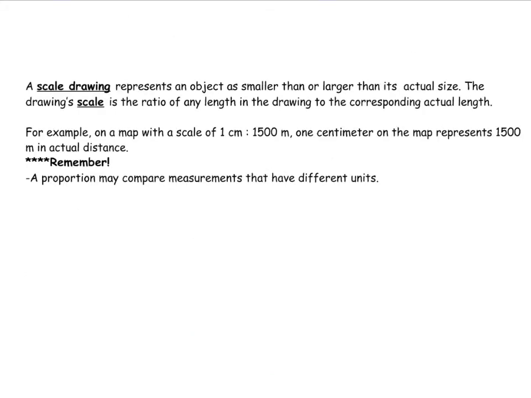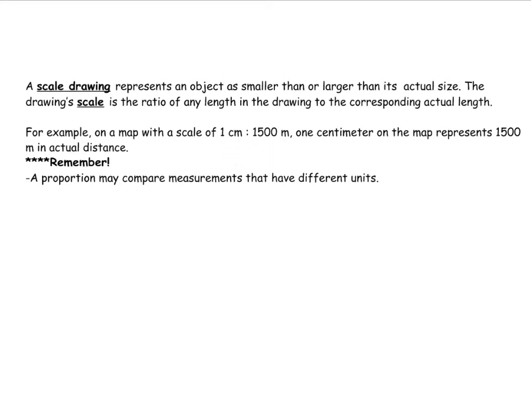All right, a scaled drawing, you guys, represents an object that's smaller or it could be larger than its actual size. The drawing's scale is the ratio of any length in the drawing to the corresponding actual length. So for example, and we use this all the time when we're traveling, on a map, sometimes the scale will be 1 centimeter to 1,500 meters, meaning that 1 centimeter measured on the map actually represents 1,500 meters of actual distance. Remember, you guys, a proportion can compare measurements that have different units. You don't have to worry about converting anything if it's different units, if you're comparing centimeters to meters, for instance.